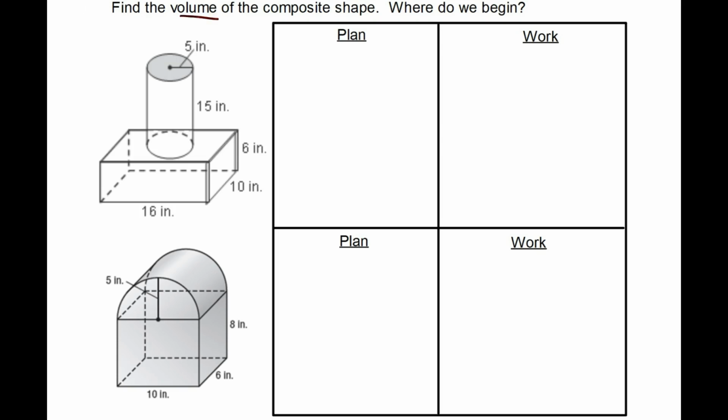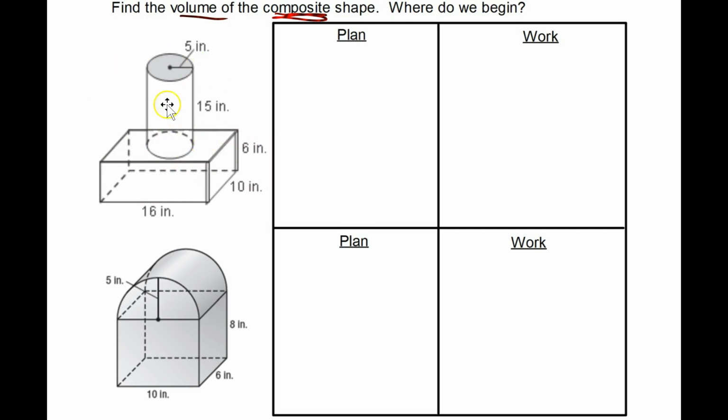It says find the volume of the composite. Composite in this case means two or more 3D shapes put together into one. Find the volume of the composite shape. Where do we begin? So let's make a plan. So this is clearly a what? A cylinder, and this is clearly a rectangular prism.